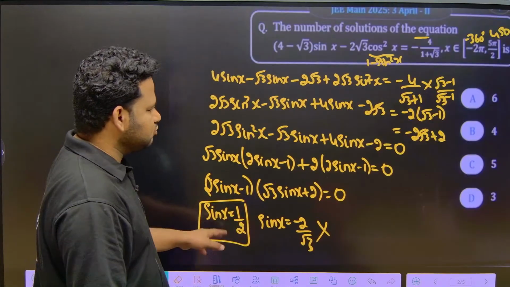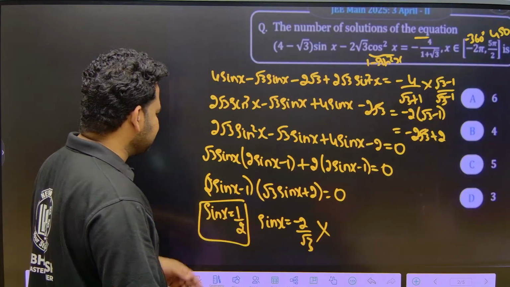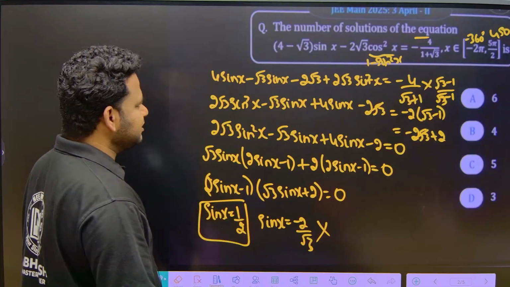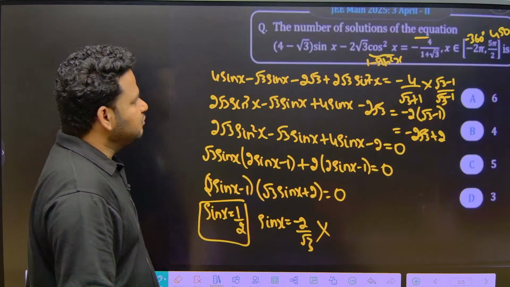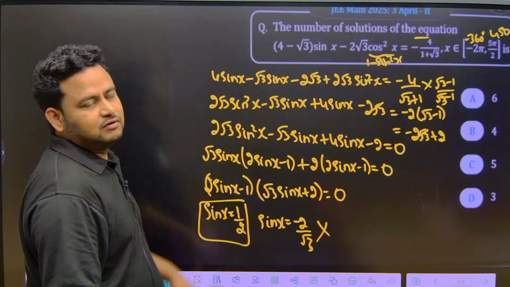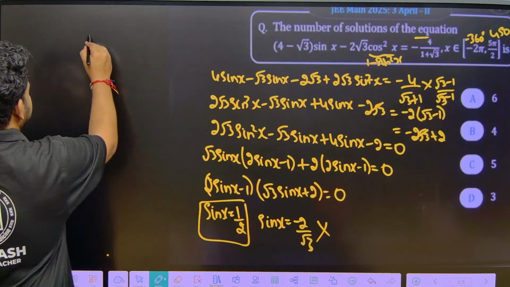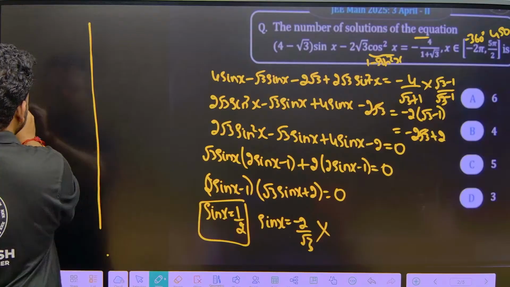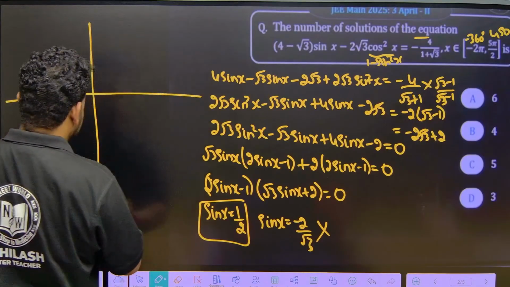That doesn't mean that there is only one solution. Sin x is equal to 1 by 2 is there. For this sin x is equal to 1 by 2 we got, let us draw a sine curve.